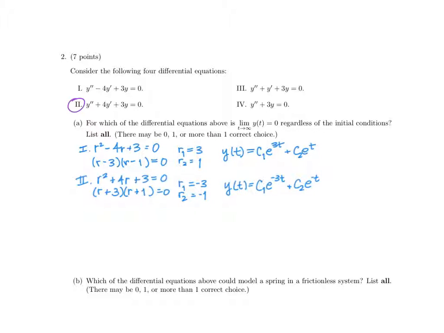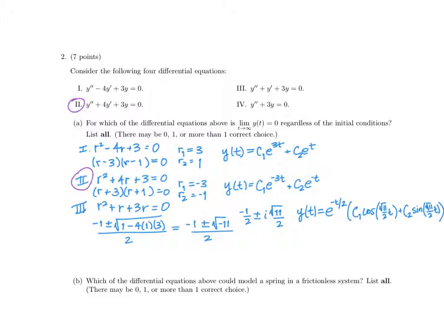Let's take a look at 3. Option 3, a little bit more challenging. We find that this characteristic equation actually has two complex roots. It's -1/2 plus or minus i times the square root of 11 over 2. Now, when we put that into the appropriate general solution format for a differential equation like this, we end up with e to the -t over 2 times c1 cosine of square root of 11 over 2 t plus c2 times sine of square root of 11 over 2 t.